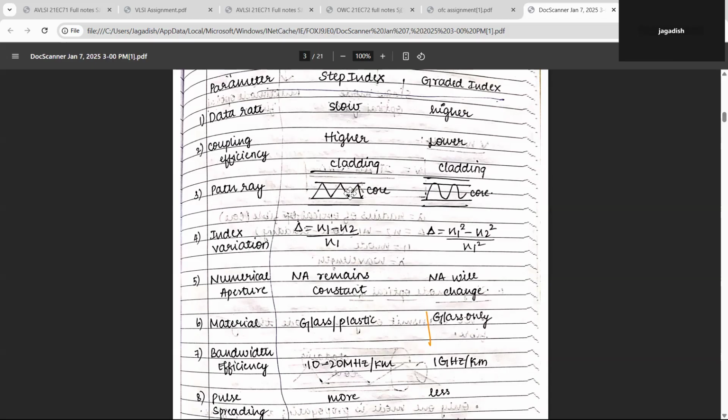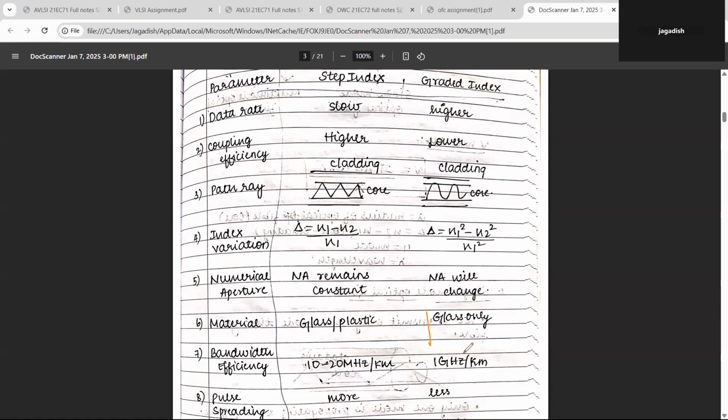So what is megahertz? Mega is 10 power 6 or 10 power 7 megahertz. 10 power 6, sir. Okay, giga, 10 power 9.